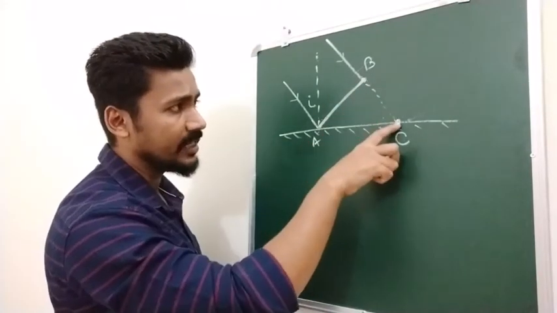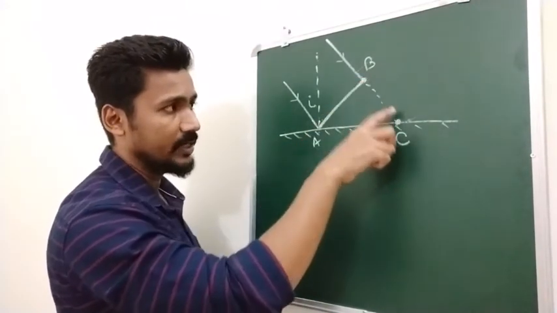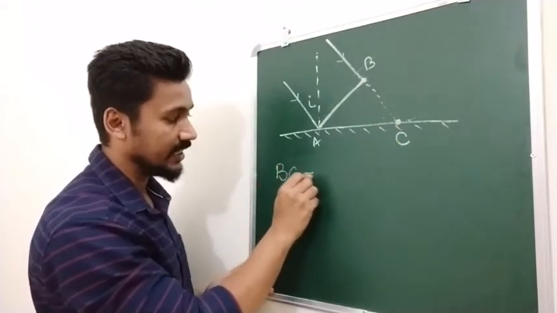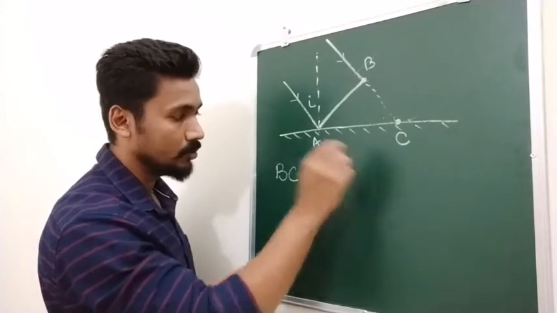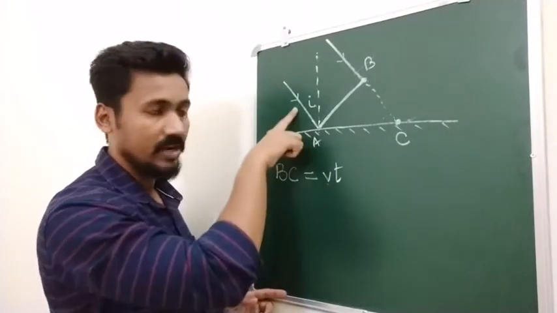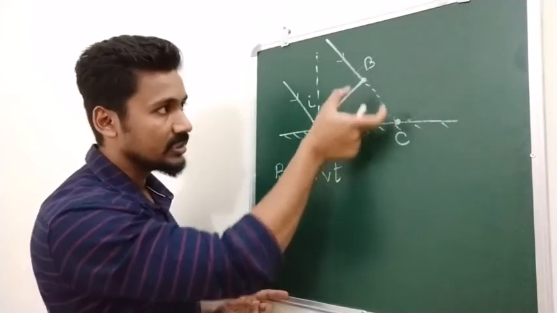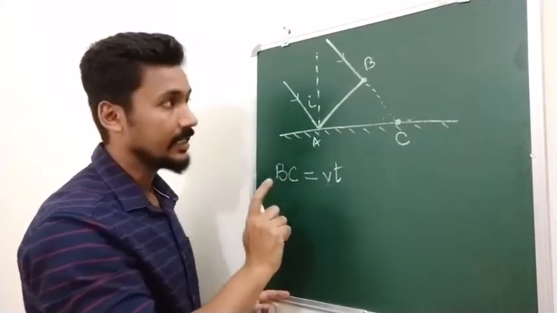Let us say time t was taken for the wave to reach from B to C. Therefore, just like previously, we can say BC is equal to v into t, where v is the velocity of light in that medium and t is the time taken to reach from B to C. So this distance BC will be vt.